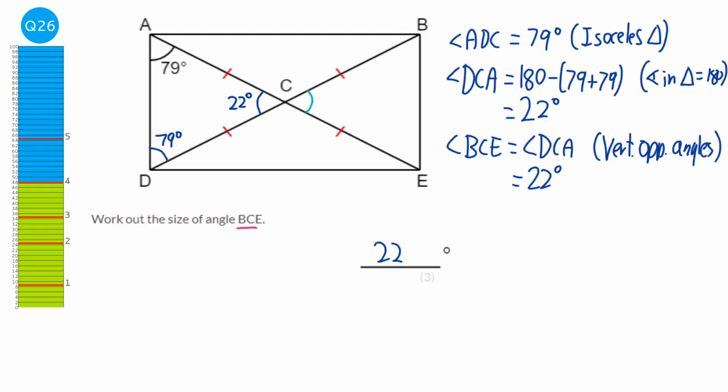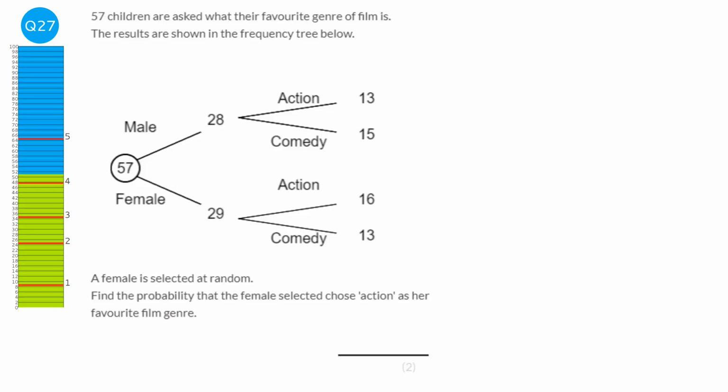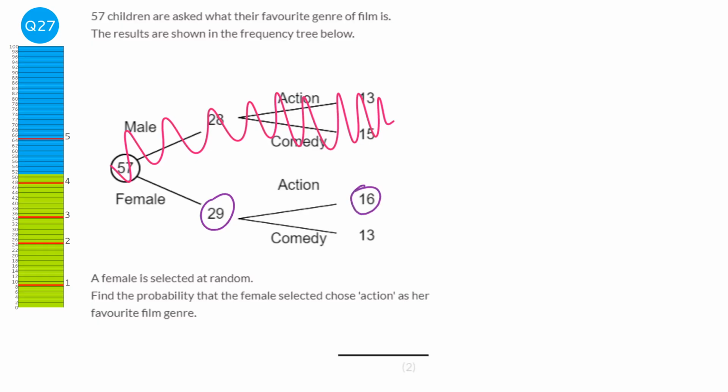mark for the answer. The important thing to realise in this question is that we know a female has been selected. So we can just basically get rid of all of this part of the frequency tree because it's not relevant, because we know a female has been selected. So there's 29 females altogether, and we're looking for the probability that the female chosen at random picked action. So it's just simply 16 over 29.